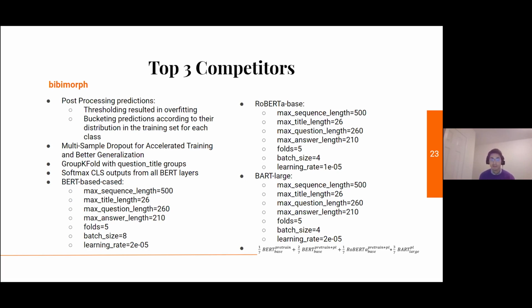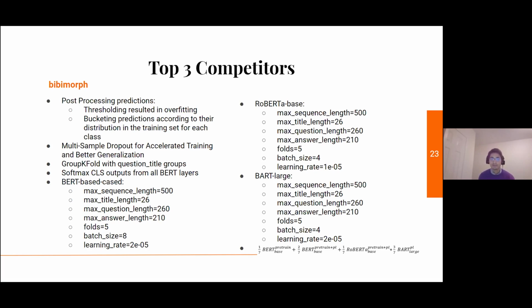So the models that they provided, they did say that they used differential learning rate for both the encoder and the heads, but in their code, they only offered one learning rate for each of the models. So in BERT's case, they had a maximum sequence length of 500 tokens: 26 tokens for the title, 260 tokens for the question, and 210 for answers. And they used a batch size of 8, learning rate of 2e-5.